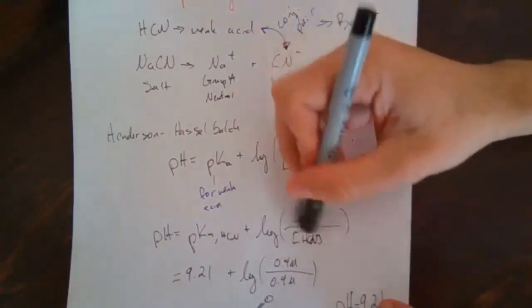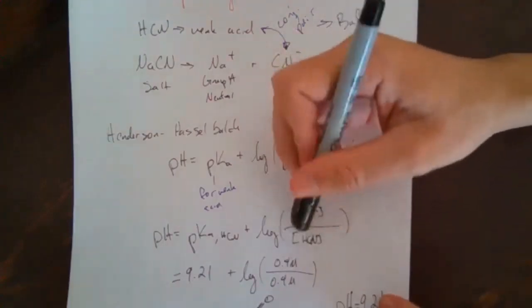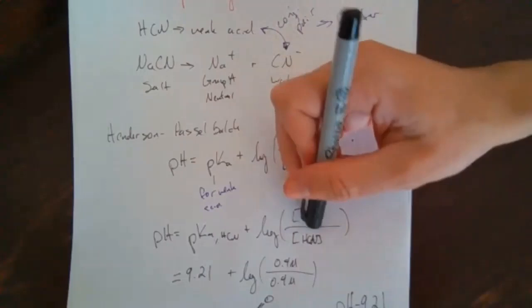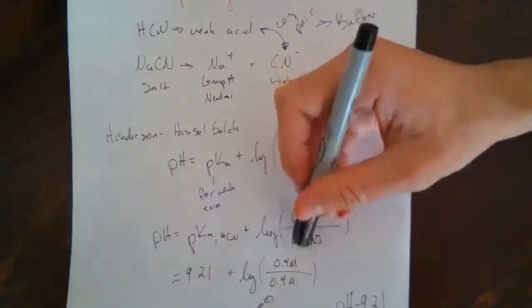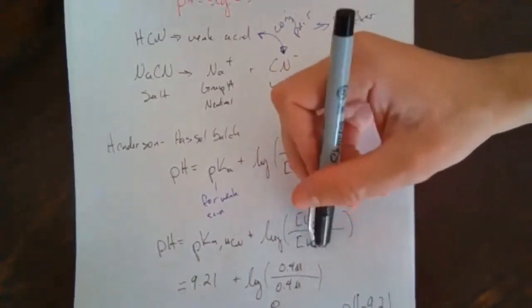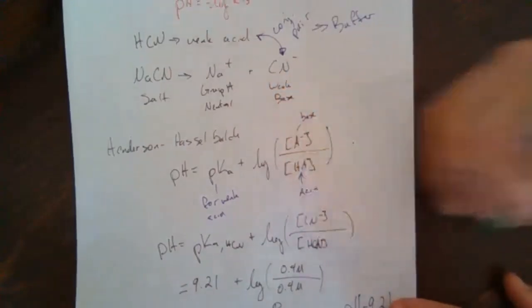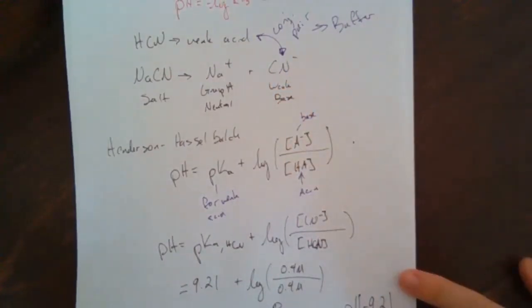If the base concentration is higher, this number will be positive. So if your base concentration is higher than your acid concentration, the pH will be a little bit above the pKa. And if your acid concentration is higher, the pH will be a little bit below the pKa of the acid you've chosen for your buffer.